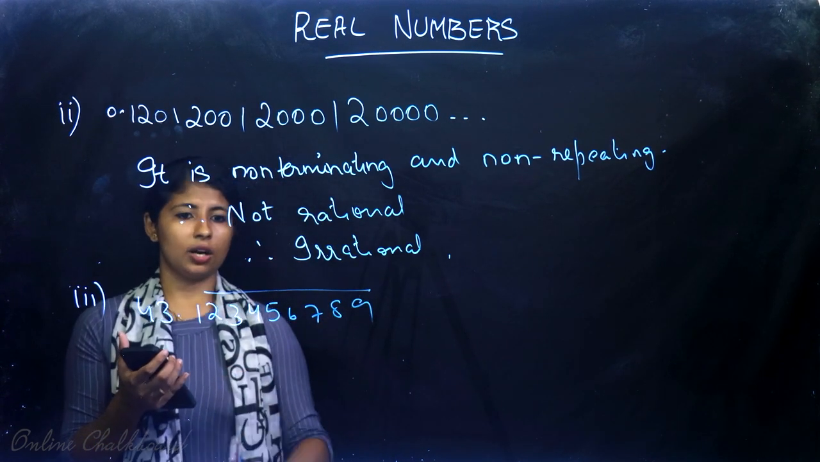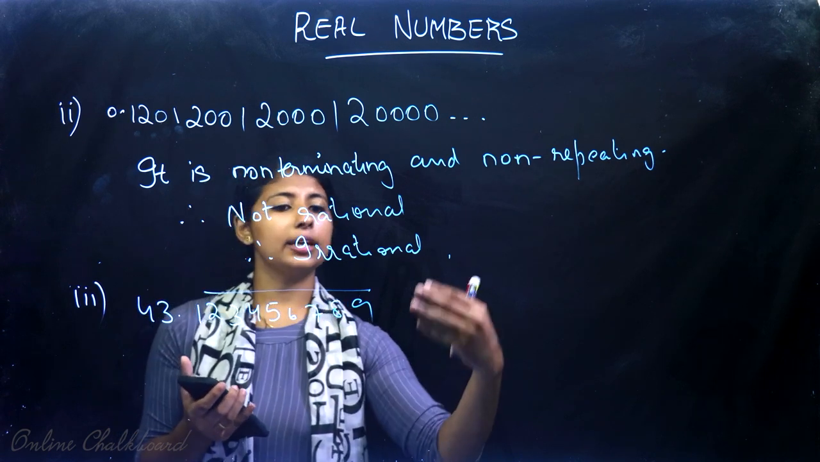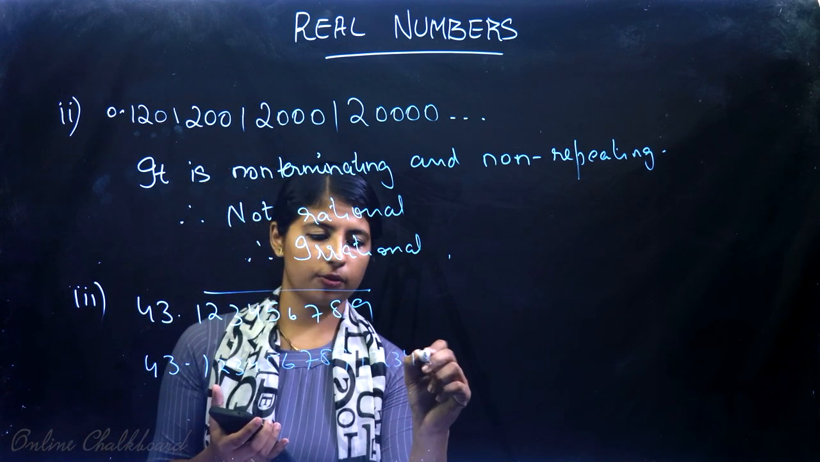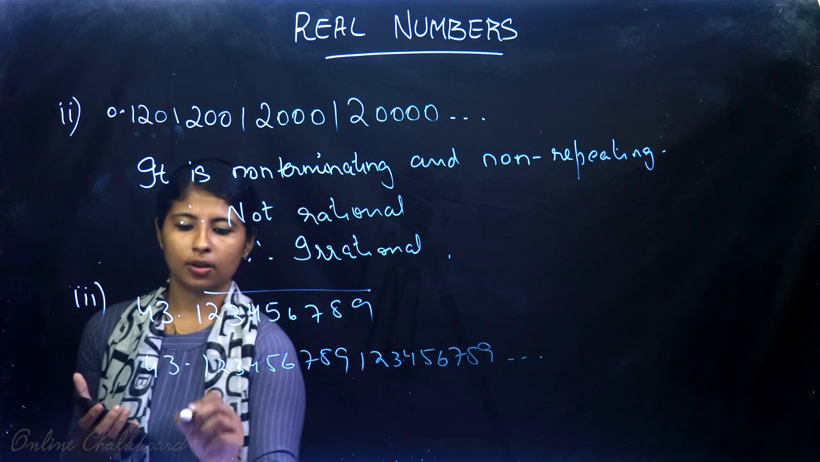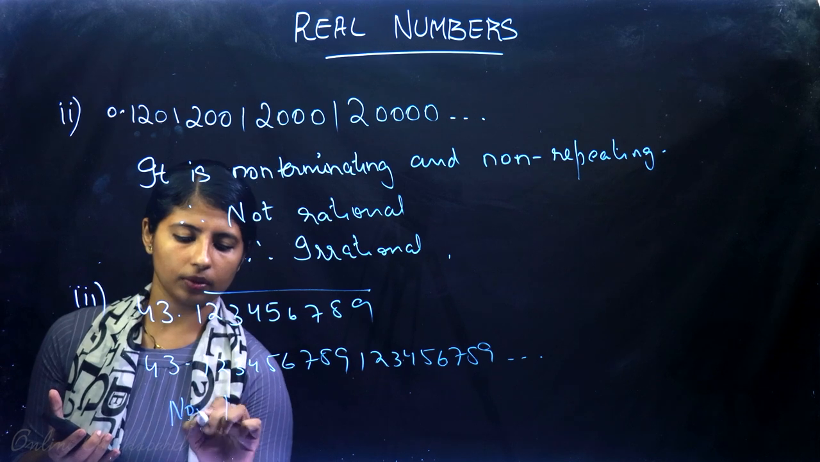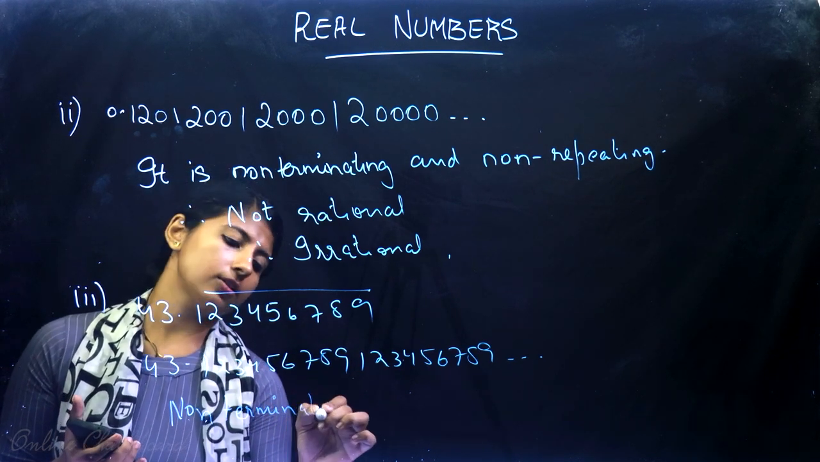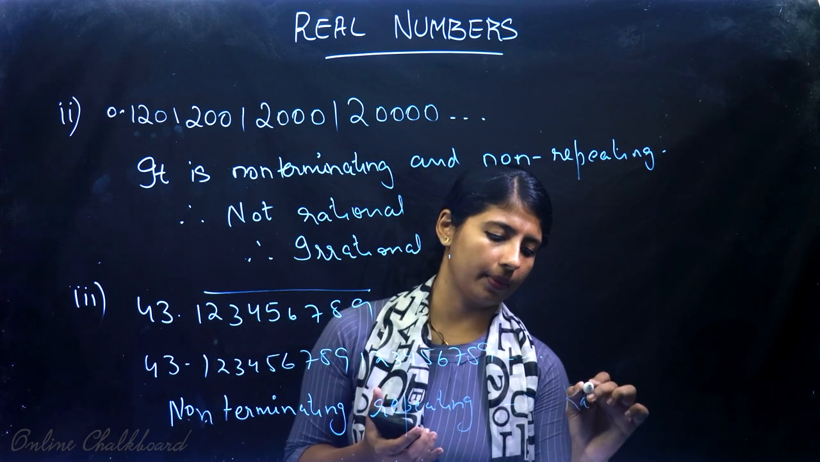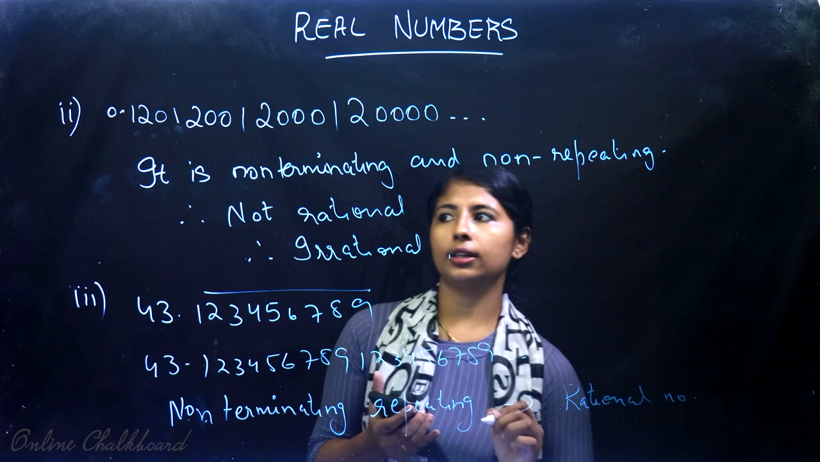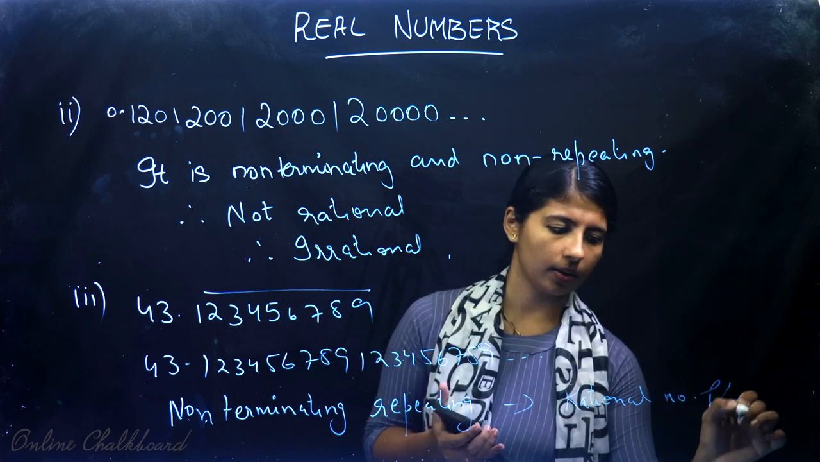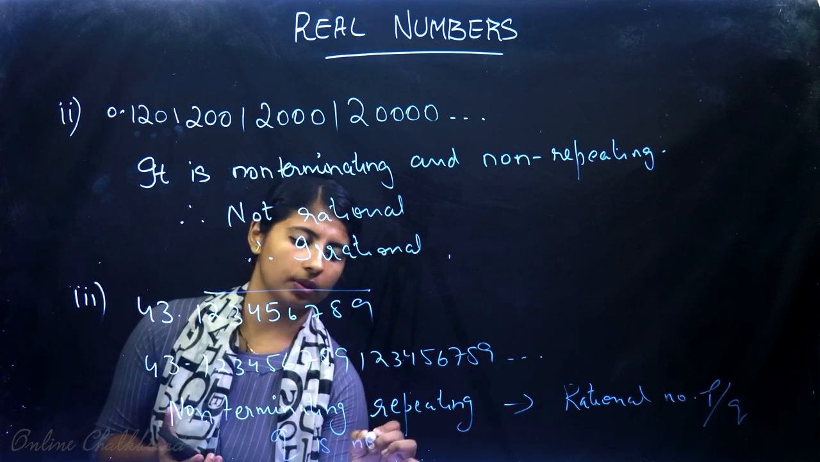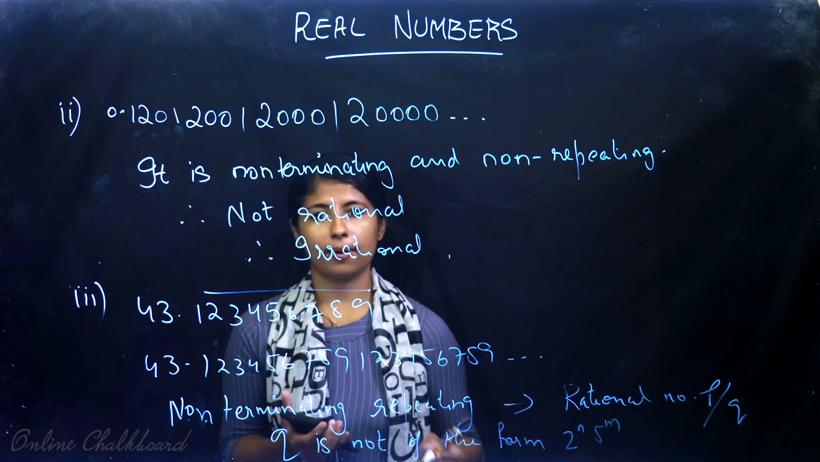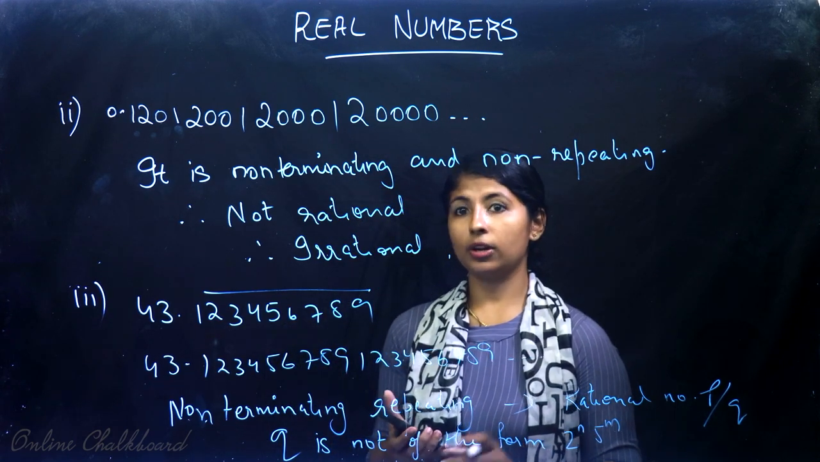43.123456789 bar. Here bar means that the digits after the decimal are repeating in blocks, like 43.123456789 123456789 and so on. That means it is non-terminating, but repeating. If it is non-terminating and repeating, it is called a rational number. So we got it. This is a rational number. It can be expressed in the form P by Q, where Q is not of the form 2 raised to n into 5 raised to m, where n and m are non-negative integers.